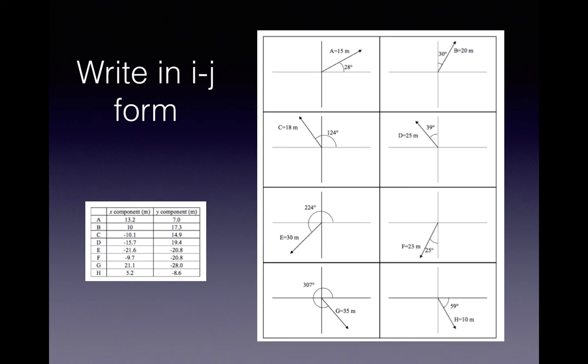All right, so pause the video, do these. There are 8 of them, write them in i and j form. And if you look at the small box on the left hand side, those are the values of the components. So for the first one, you should be getting as an answer in i and j form 13.2i plus 7.0j. And it will be the same then for the rest of them.